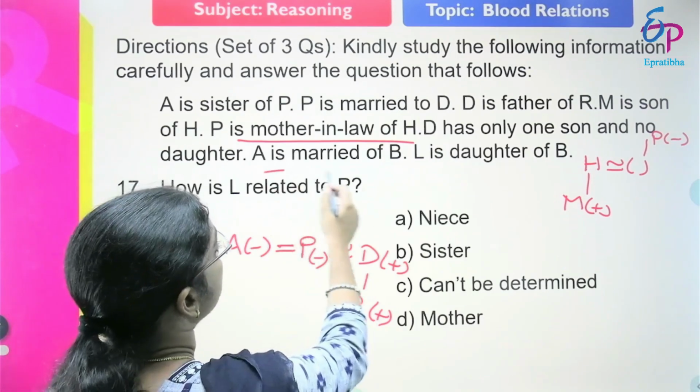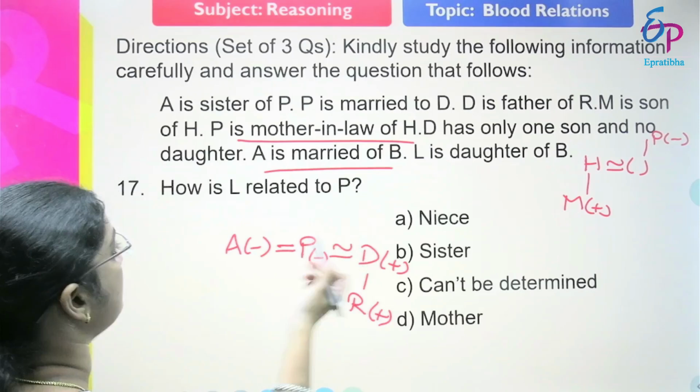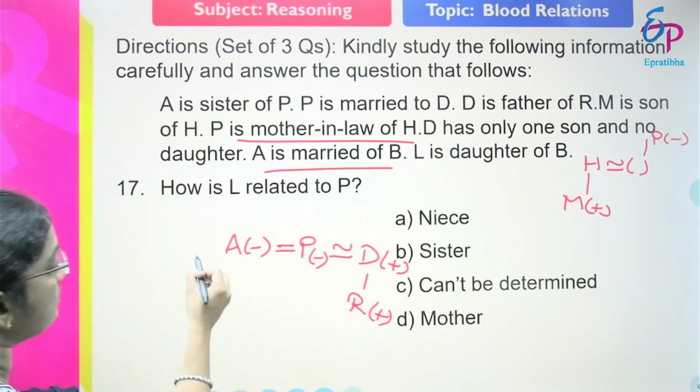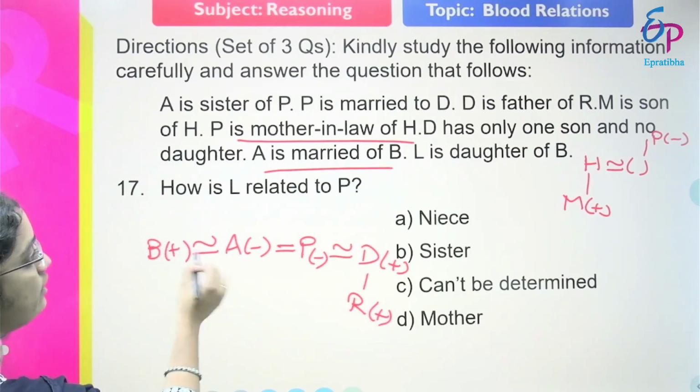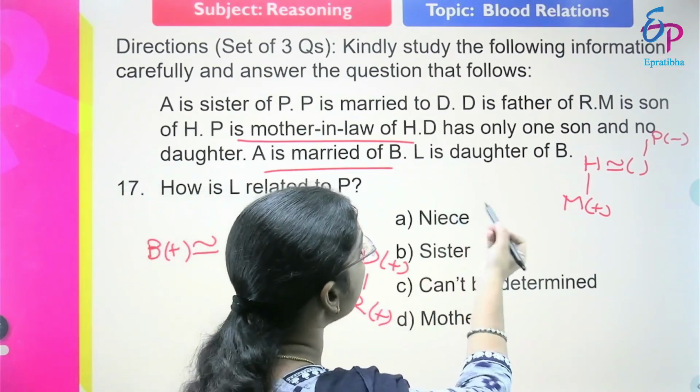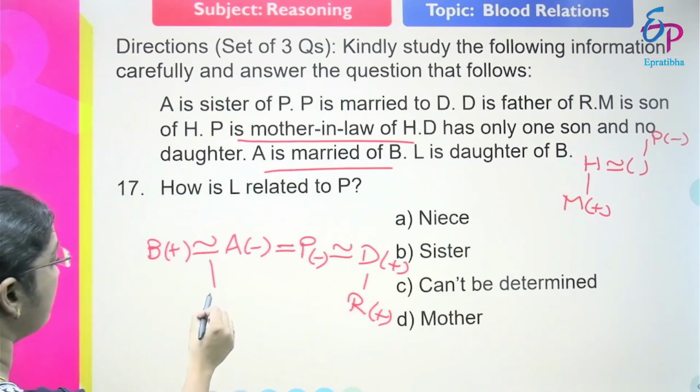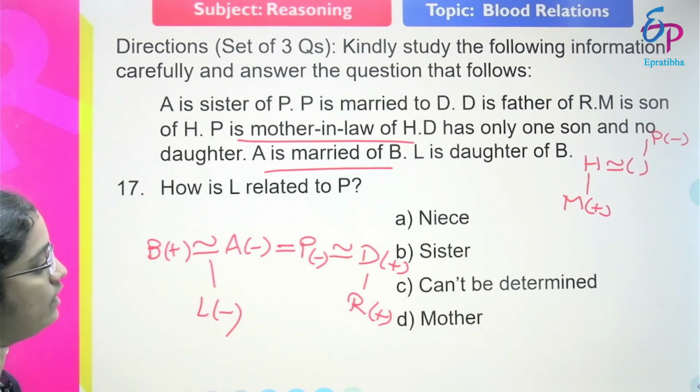Then next, A is married to B, friends. So A's husband's name is B. Then L is the daughter of B. L is the daughter of B.